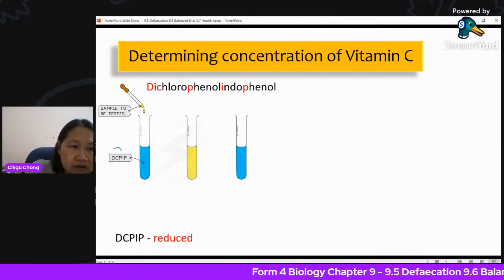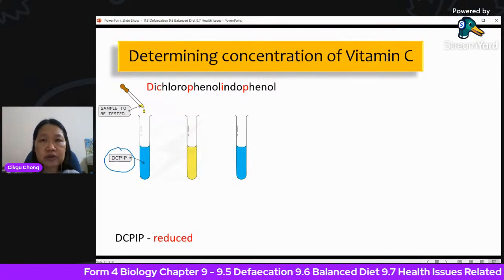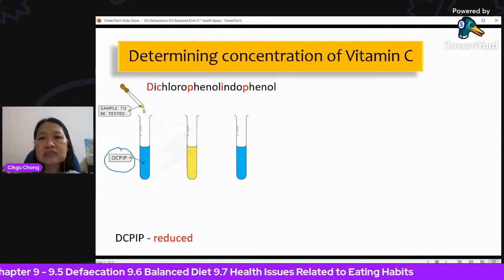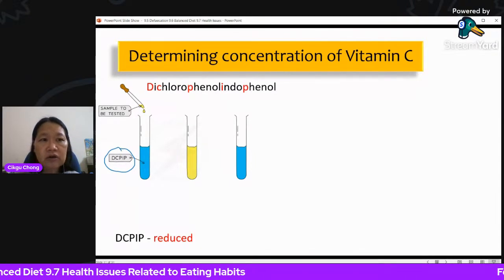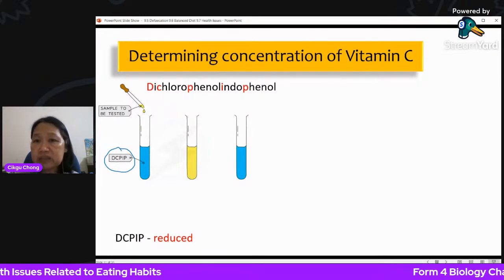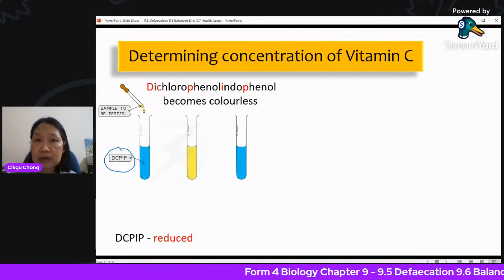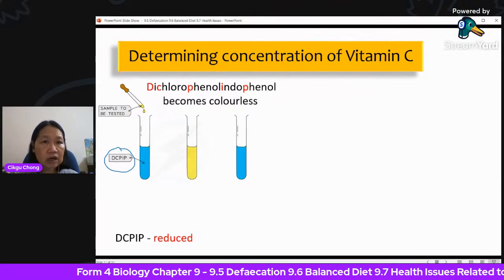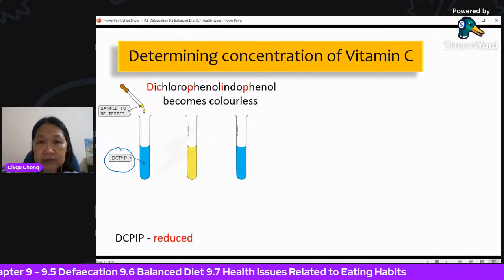You can just use DCPIP in your answering. You don't need to write the full name. So this DCPIP, once it comes into contact with your vitamin C, or ascorbic acid, another name for vitamin C is ascorbic acid, it will become colorless. So what you need to do is your experiment. This one can also come up in your paper 3 because it can be done in 40 minutes, okay?